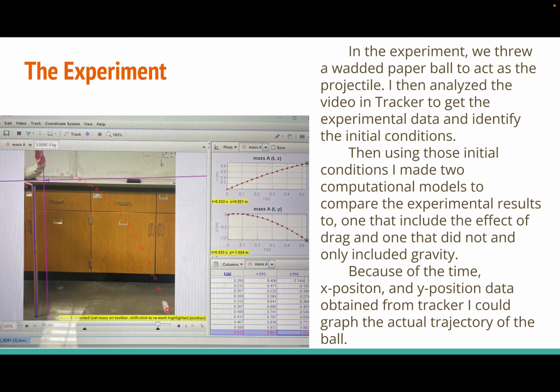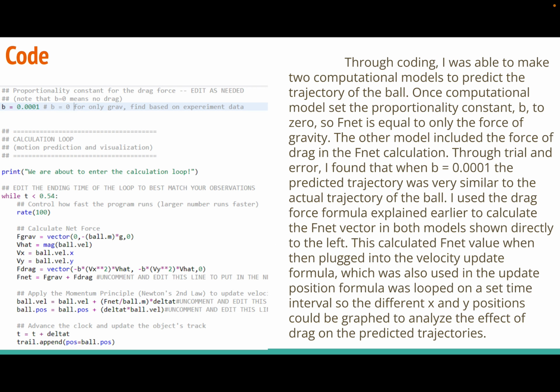Because of the time, x position, and y position data obtained from Tracker, I could graph the actual trajectory of the ball. Through coding, I was able to make two computational models to predict the trajectory of the ball. One computational model set the proportionality constant b to 0, so F-net is equal to only the force of gravity. The other model included the force of drag in the F-net calculation.